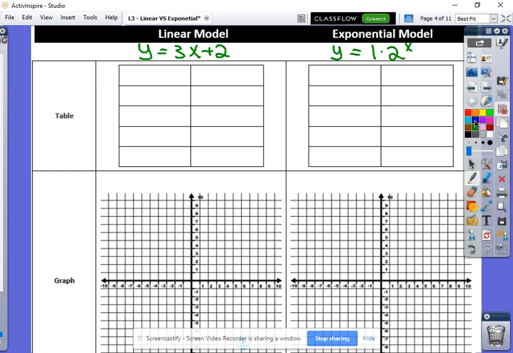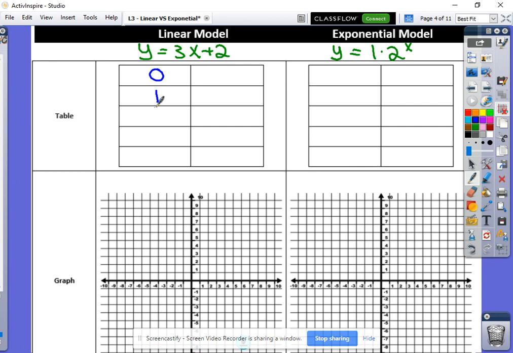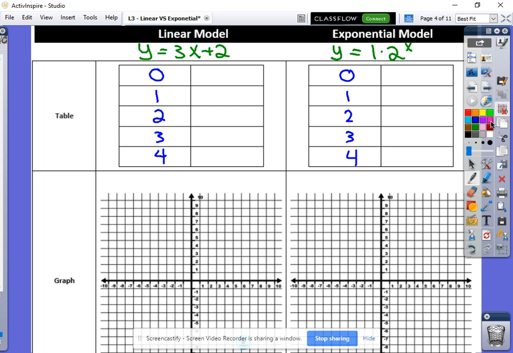So let's go ahead and plug in some tables. The way we're going to do this is we're going to just do 0, 1, 2, 3, and 4. Same thing right here, 0, 1, 2, 3, and 4. Go ahead and copy those in. And then once you've copied those, we're going to start to figure out what the y values are for each of these. So the y values, if we plug this in, here I'm going to just show you what I'm doing.